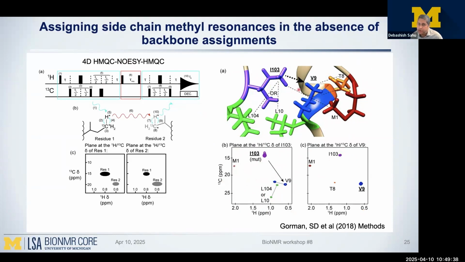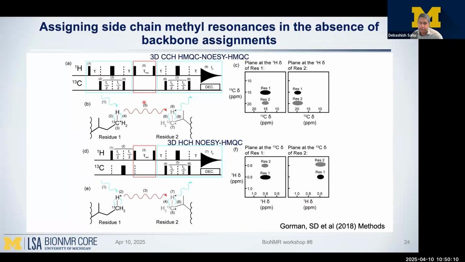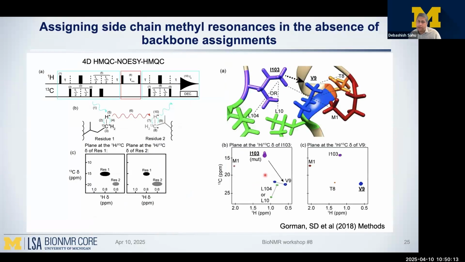Once we look from the perspective of valine 9, we go to that particular plane. Valine 9, you will see, is close to 103, so that shows up. Valine 9 is also close to threonine 8, so that shows up. That didn't show up here because that is far from 103, but you see that this valine 9 is close to here, as well as methionine 1. So basically, this is the assignment that can be easily done just by utilizing this one experiment rather than running the two different experiments shown here. It's just combining all that.